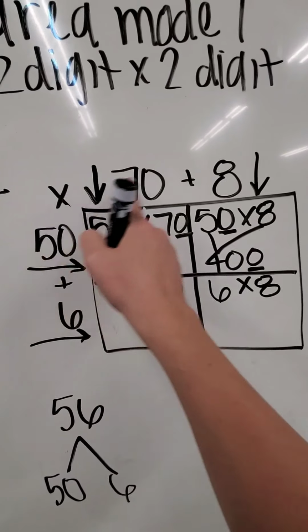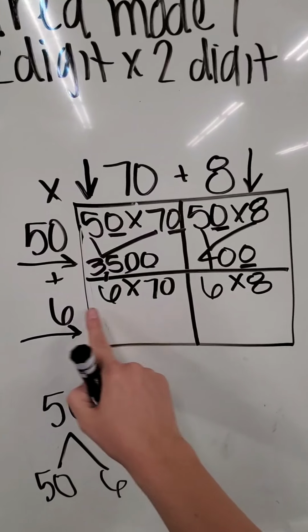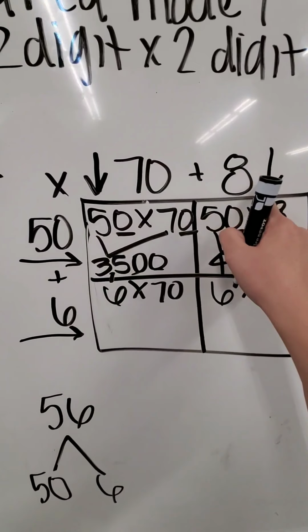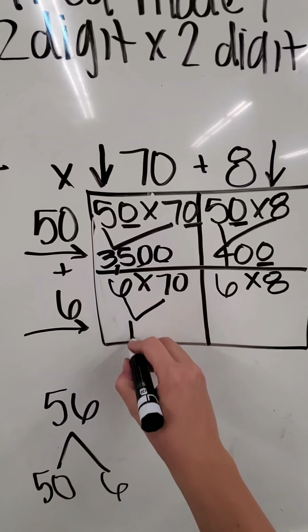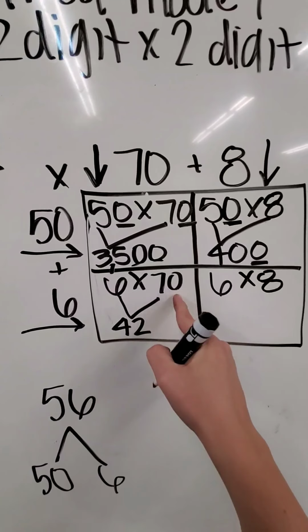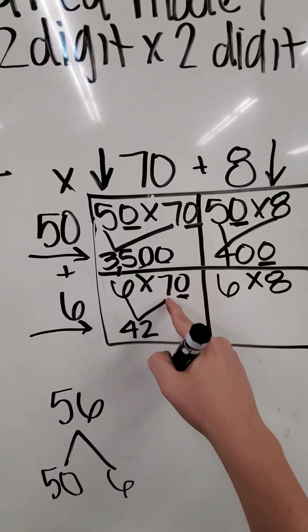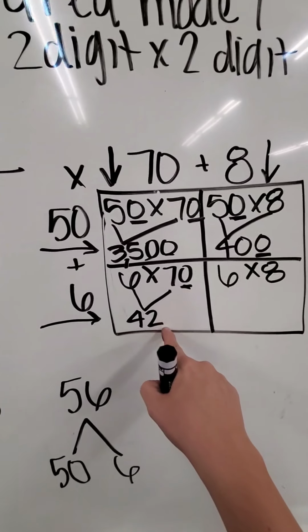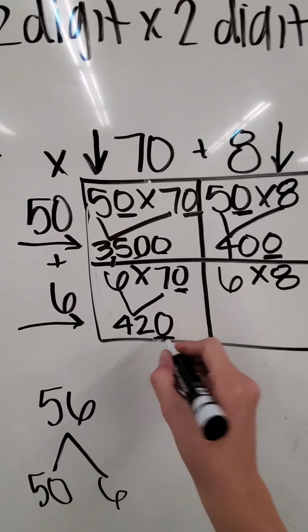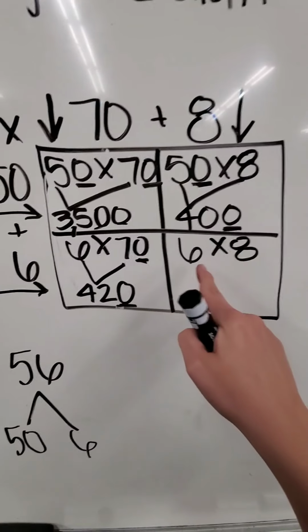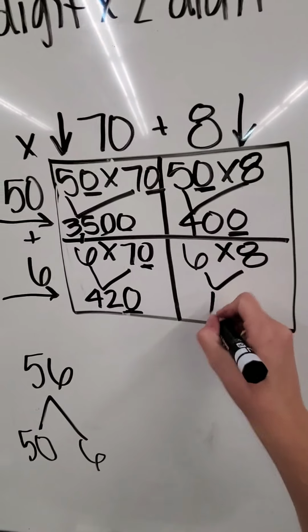So 6 times 70 is going to go here. 6 times 8 is going to go here. So I've got 6 times 7 is 42. But I've got 7 tens, so I have to go 42 times 10, which is 420. Then I do 6 times 8, which is 48.